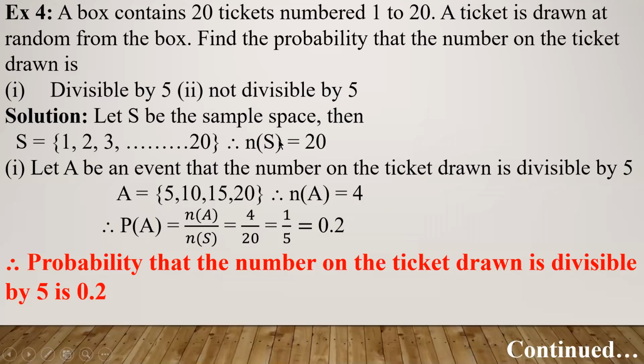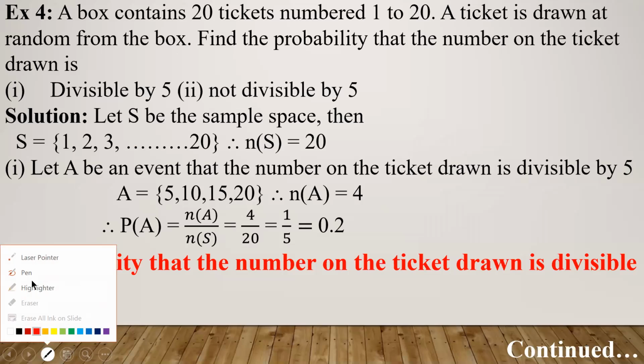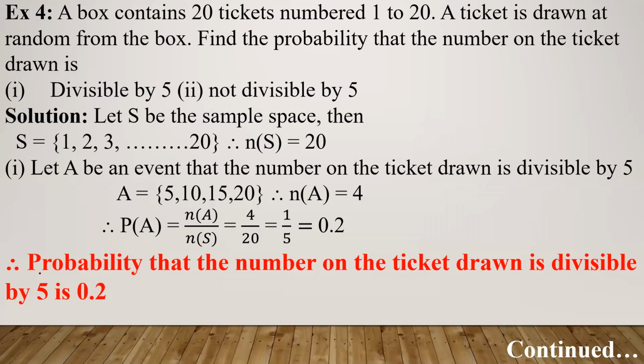Let S be the sample space. You are drawing one ticket from 20 tickets. In how many ways can you do it? 20 ways. Just like drawing one from 52 cards is 52 ways, 52C1, similarly 20C1: you are drawing one ticket from 20 tickets. So it is actually 20C1. 20C1 will give you 20. Any one ticket can come into your hand.